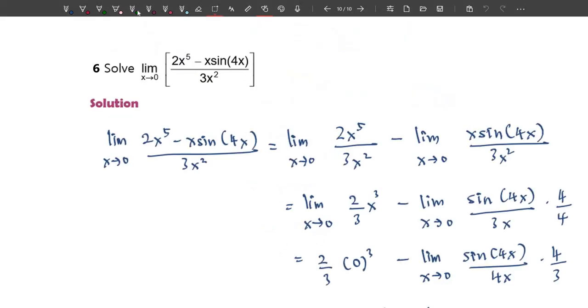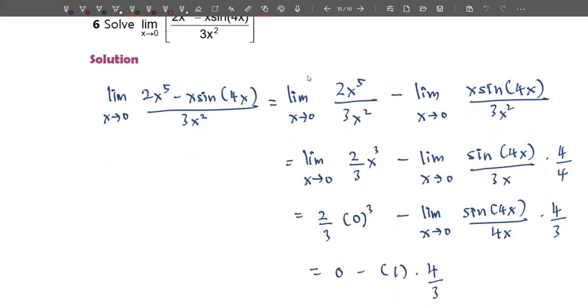Okay, for the last example, let's look at the number 6. Solve limit 2x power 5 minus x sin 4x divided by 3x squared when x approaches 0. So this one, we can actually separate them into these two terms. Okay, you just rewrite limit 2x power 5 divided by 3x squared when x approaches 0. And then the connector here is negative. Okay, minus. That's why it is minus here. Okay, limit x approaches 0, x sin 4x divided by 3x squared. Okay, so for this one, you can solve it one by one. That means solve this part first and then solve the other part.